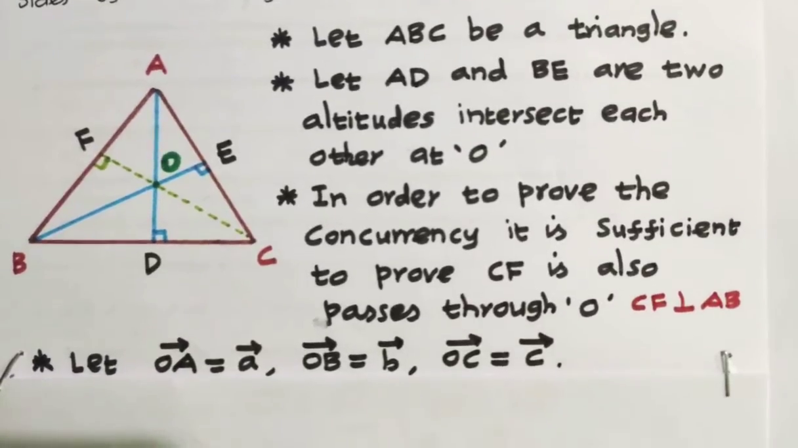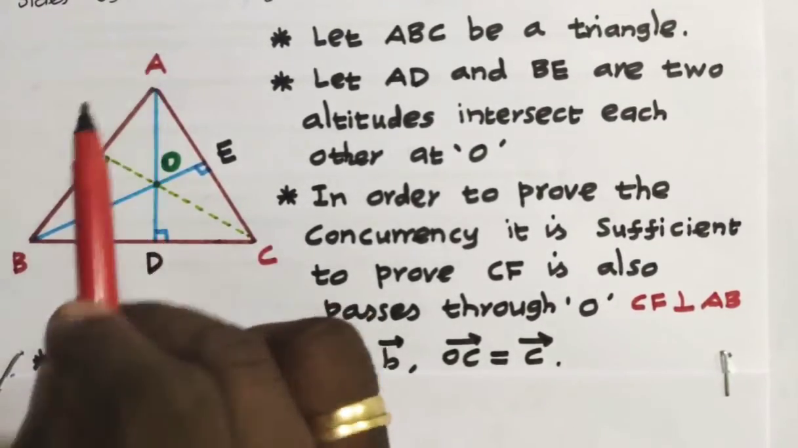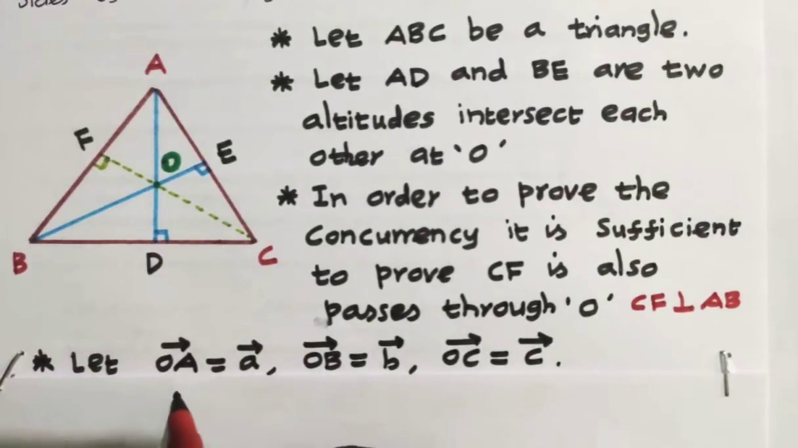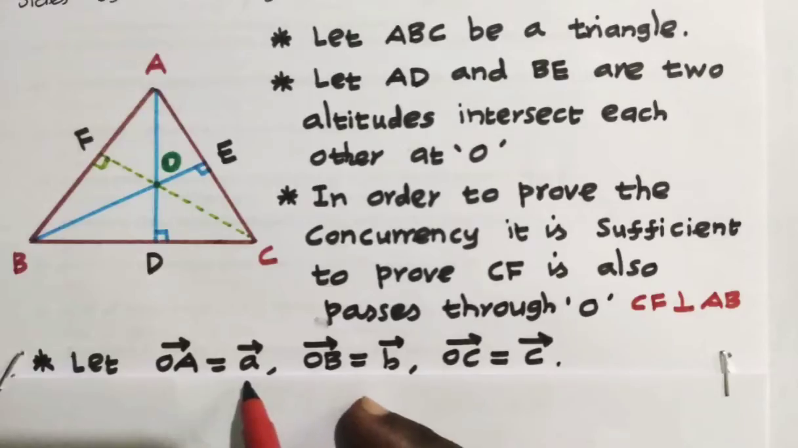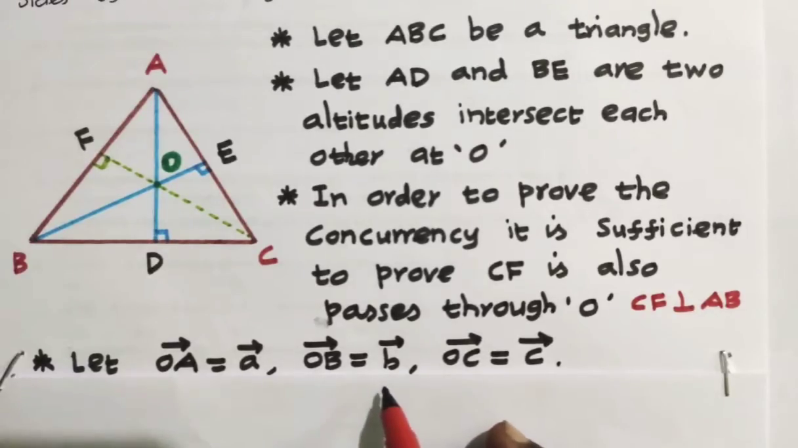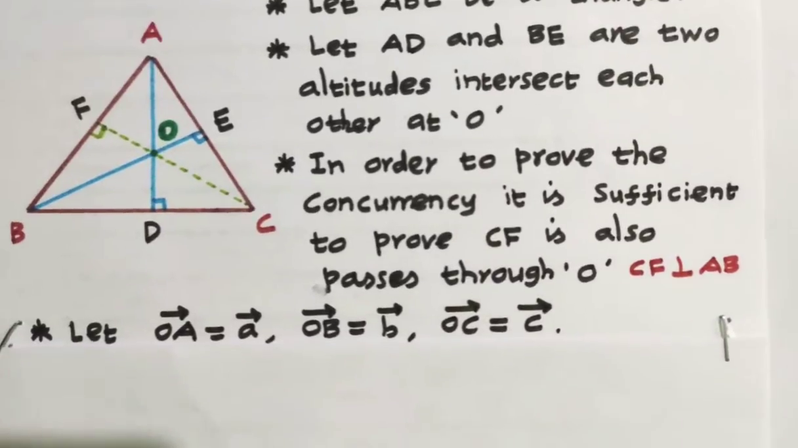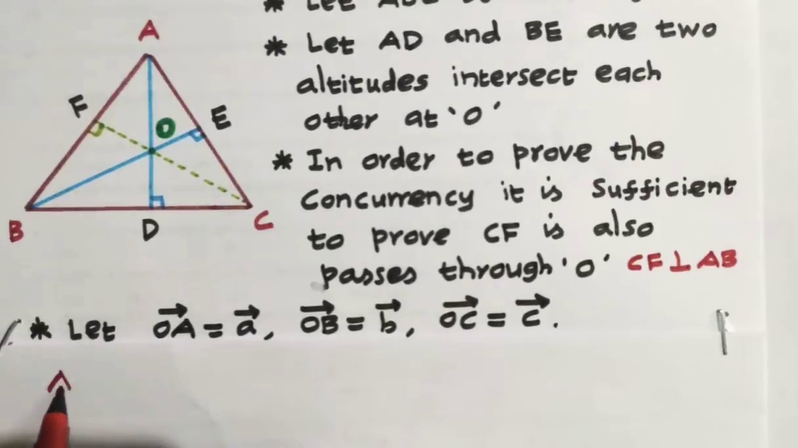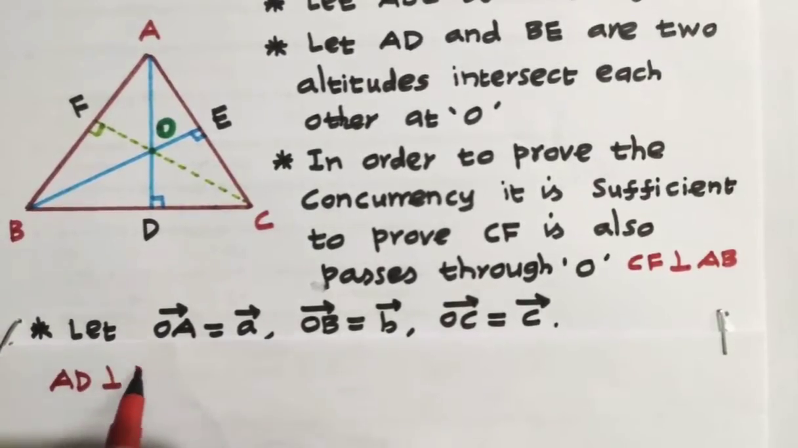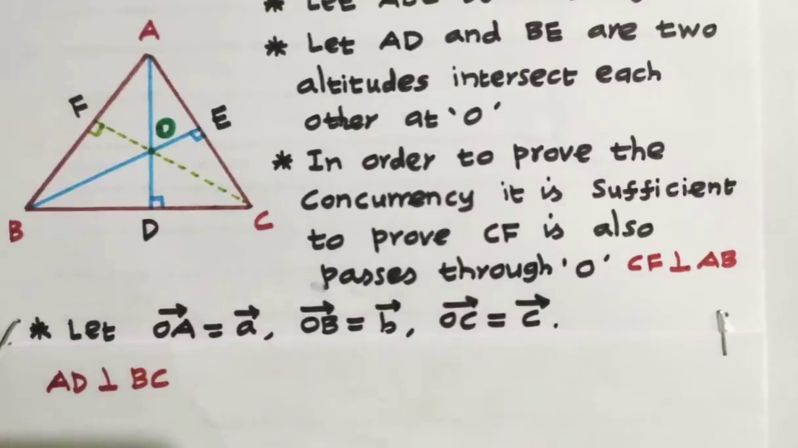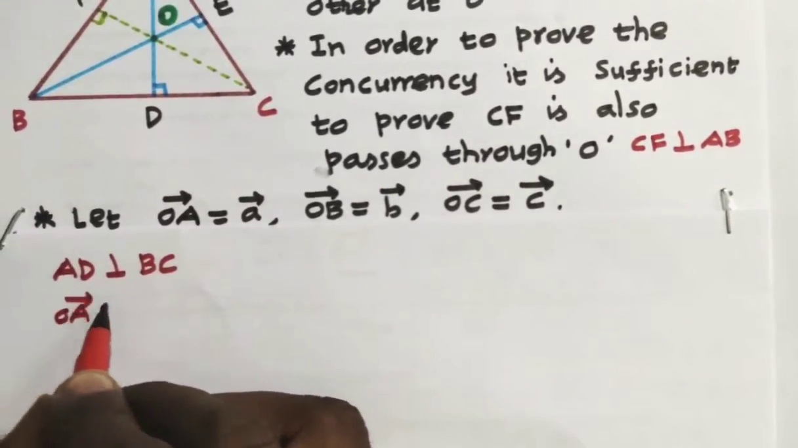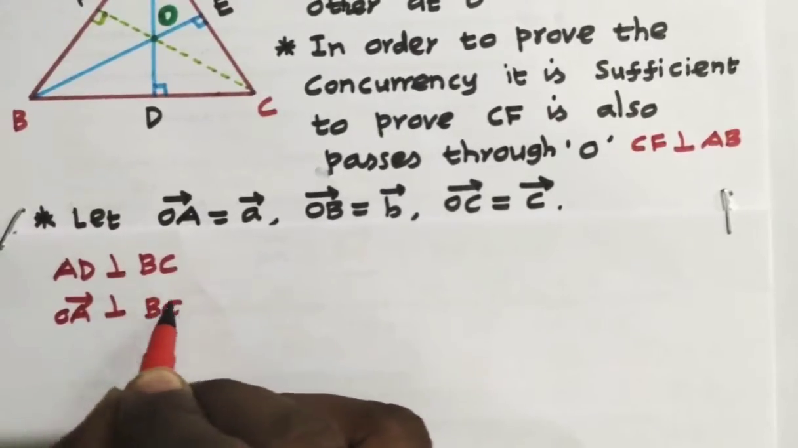Let the position vector of vertex A be vector A, vertex B be vector B, and vertex C be vector C, which means vector OA is equal to vector A, vector OB is equal to vector B, and vector OC is equal to vector C. Now we have AD is perpendicular to BC. In vector form, AD can be written as vector OA is perpendicular to vector BC.